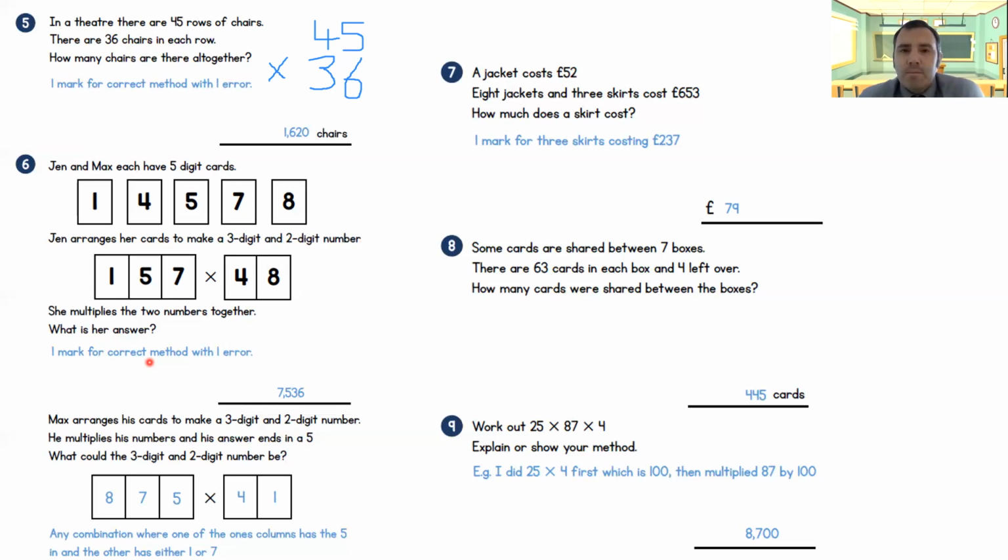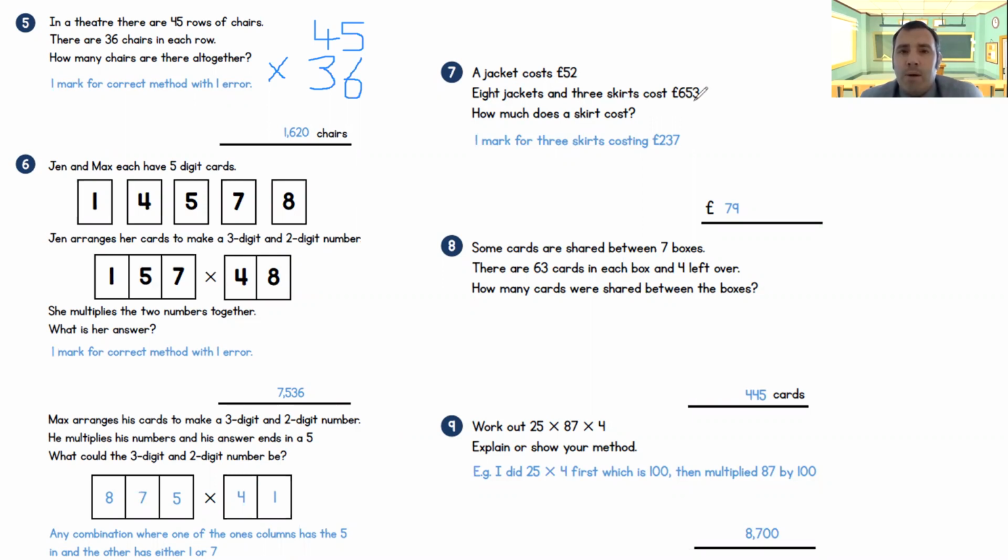Question 7. This one requires a little bit more effort to it. There's a few steps to complete here. There's 2 marks again for this question. So if we look at this, a jacket costs £52. 8 jackets and 3 skirts cost £653 altogether. So we need to work out how much of the £653 was spent on jackets.